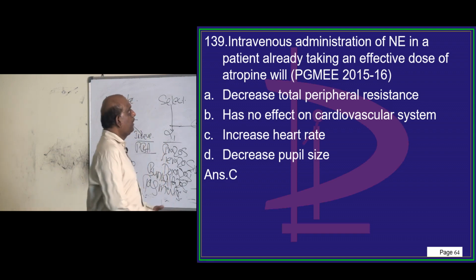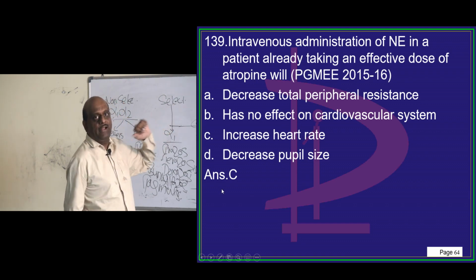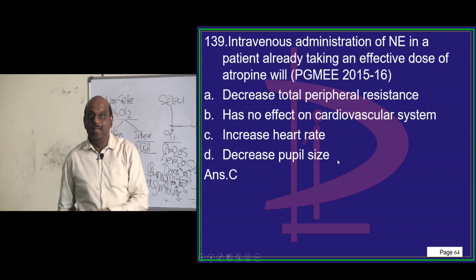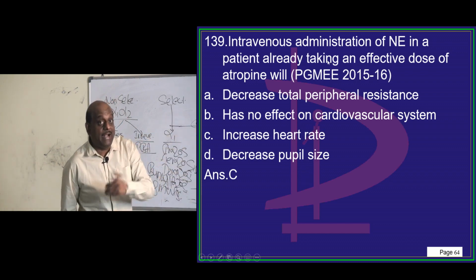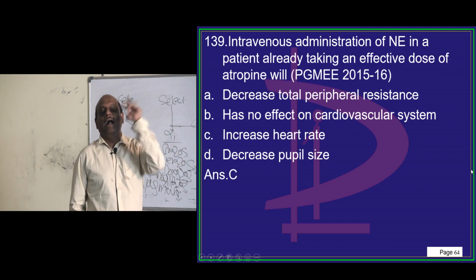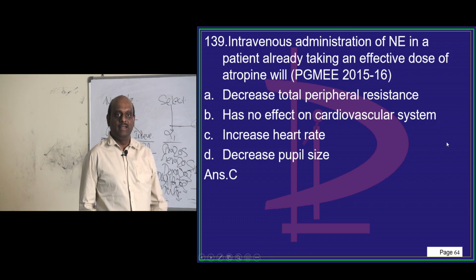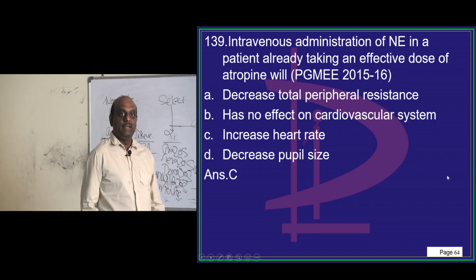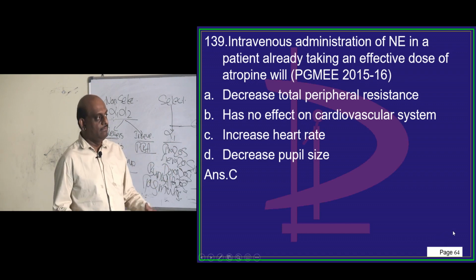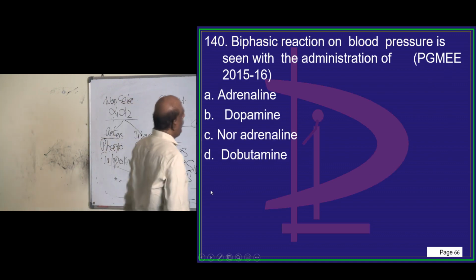But if you give only norepinephrine without atropine, what is norepinephrine doing? It is causing a reflex bradycardia. But atropine will not let that bradycardia happen. So the net effect is increased heart rate. If norepinephrine is given alone, what do you get? Reflex bradycardia. Whereas if norepinephrine is given along with atropine, you get increased heart rate. That is what you need to remember.